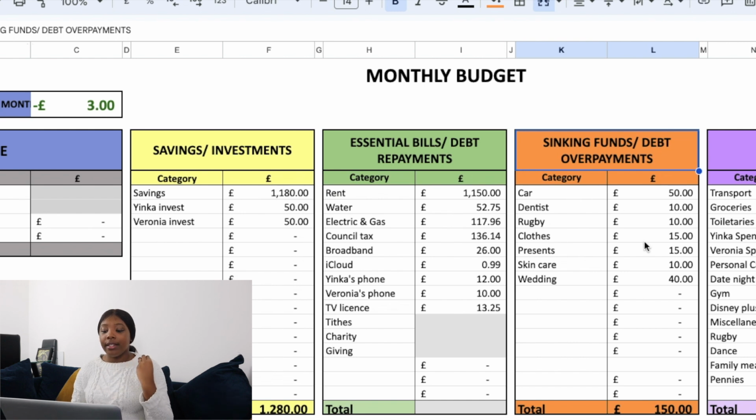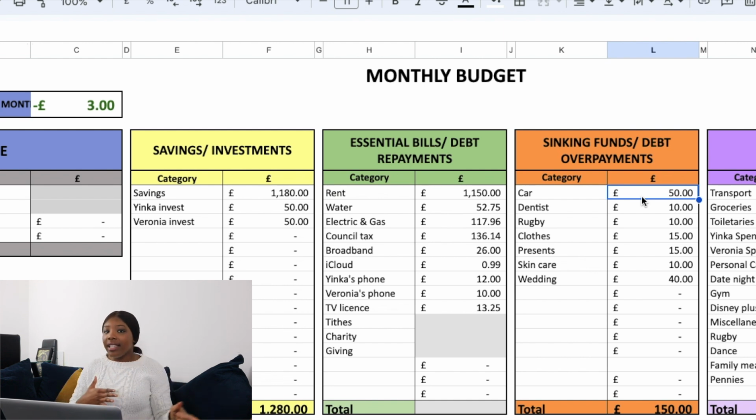So we've got a few sinking funds. The first one is car. So that's any car maintenance. We put that towards things like insurance, road coverage, fixing the tires, getting new car mats like we have to do this month, anything like that. That's what our car sinking fund is for. So we are setting aside 50 for that. We've also got another 10 going towards dentist appointments. So that's something that we also have a sinking fund for.